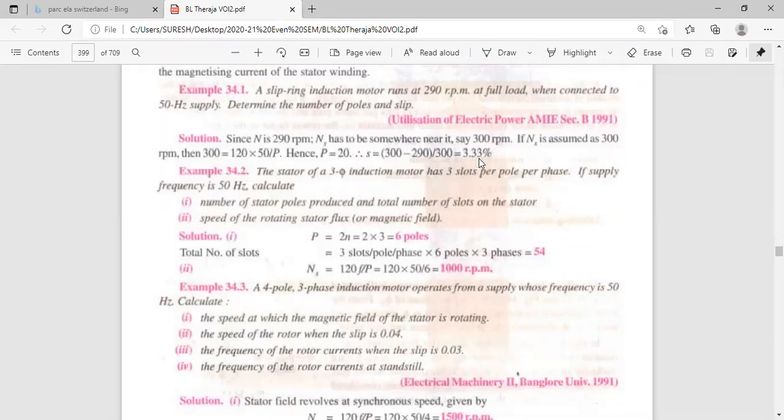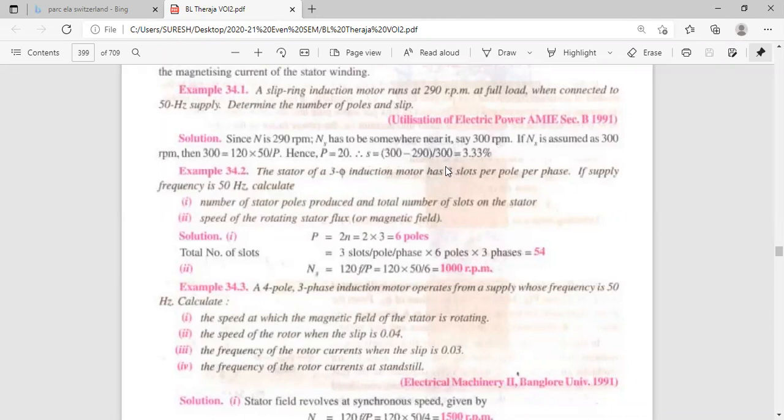Otherwise, slip we will get 0.0333. If we calculate this, we will get 0.00333 like this. If you multiply with 100, we will get 3.33. Calculate and see. If you have a calculator, you can calculate and see. Percentage slip they are taking here. 300 minus 290 is 10. 10 by 300 is 0.0 something. Multiply with 100, you'll get this much.